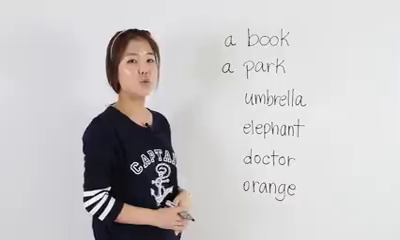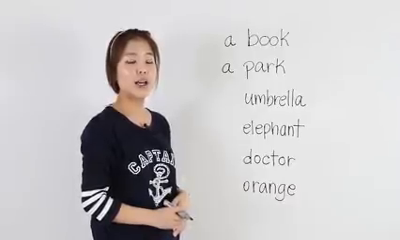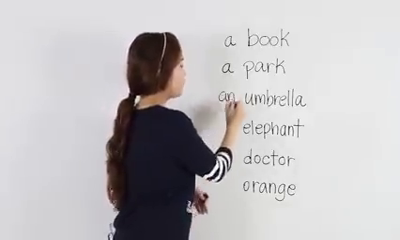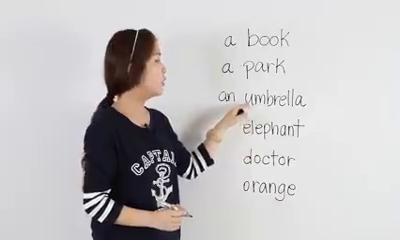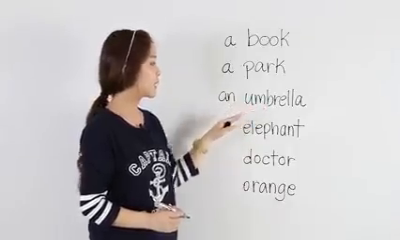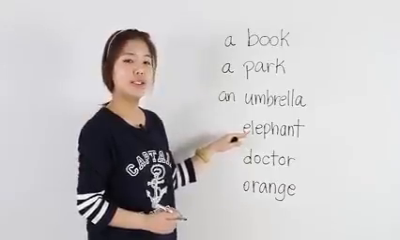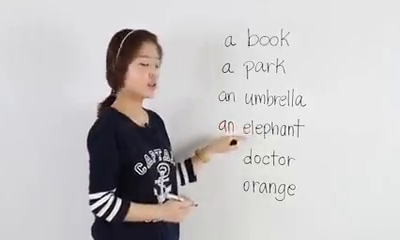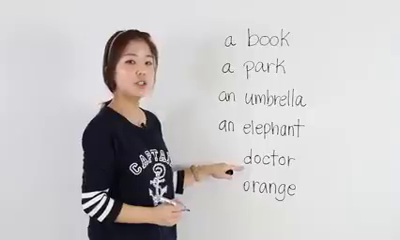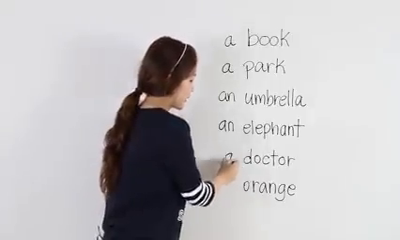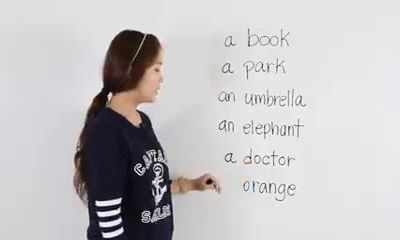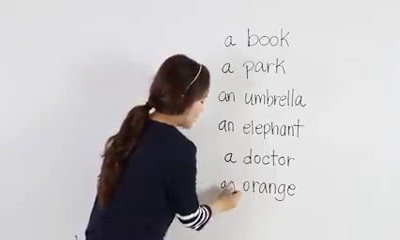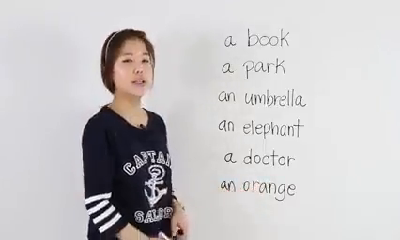Okay, how about the next word? An umbrella. Could you hear the difference? We say an because umbrella starts with a vowel, U. Okay, elephant. What should we say? An elephant. Again, elephant starts with a vowel. A doctor. And the last word, an orange. Again, we have to say an orange because O is a vowel.